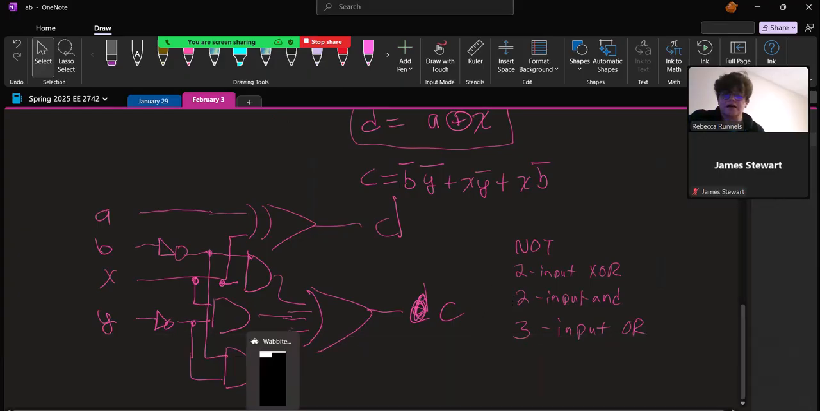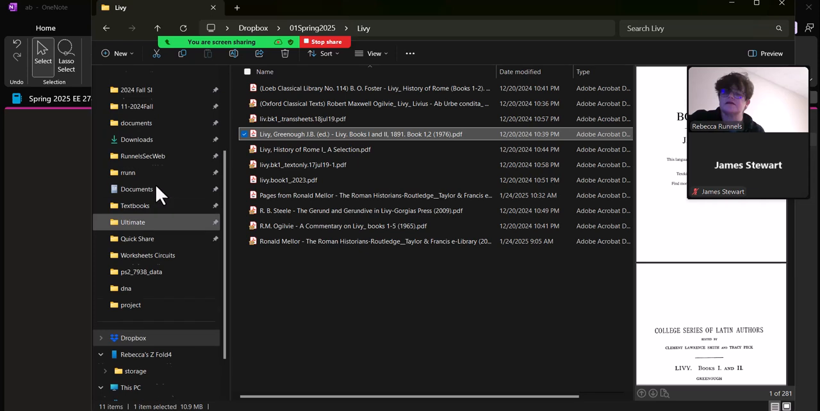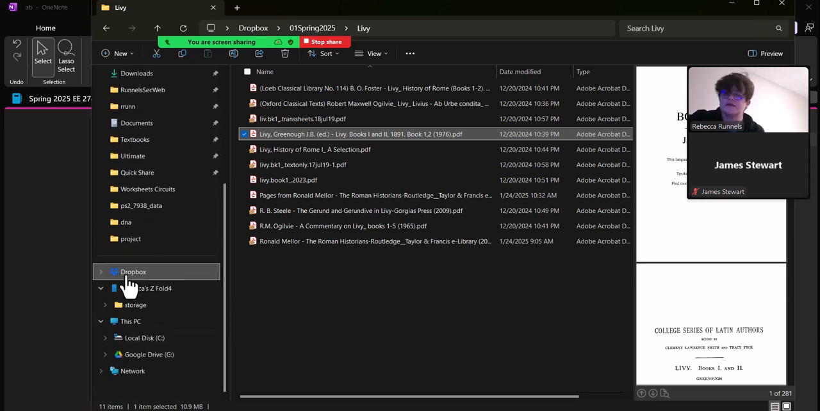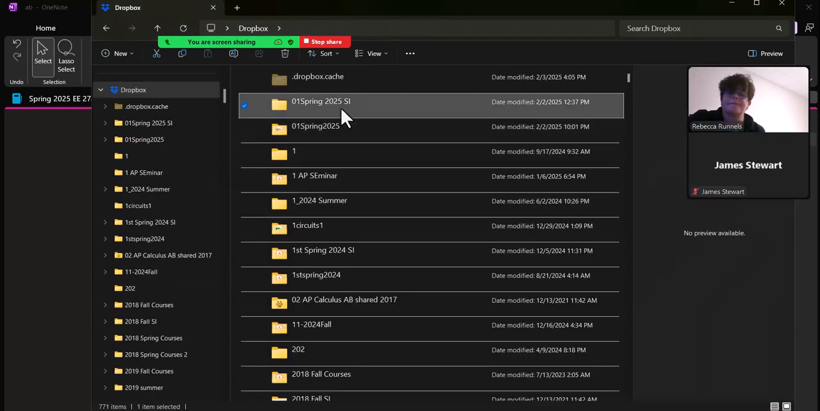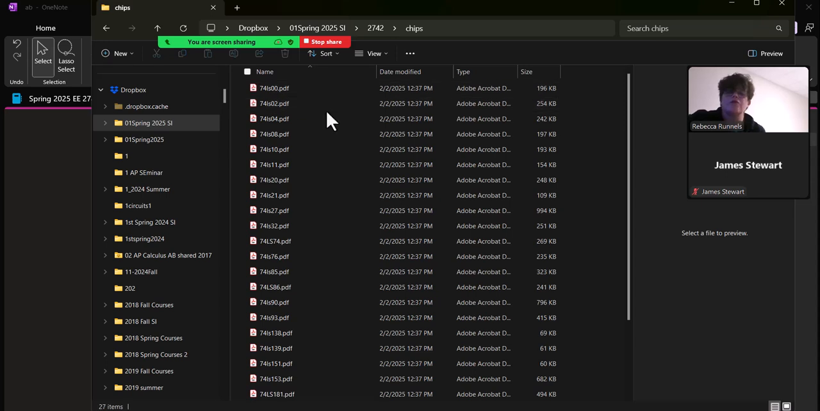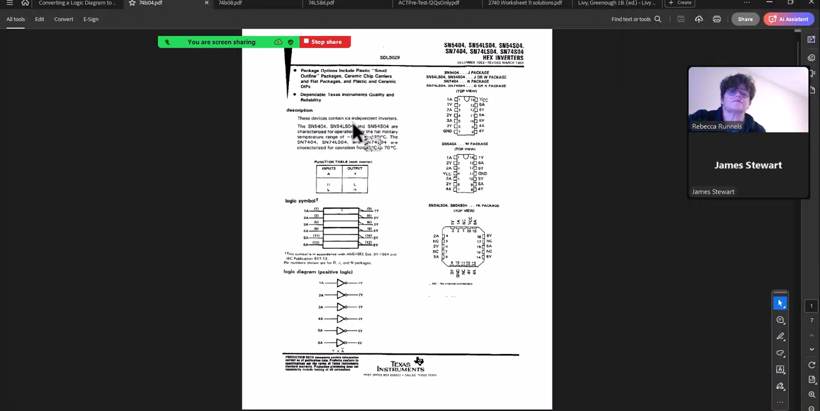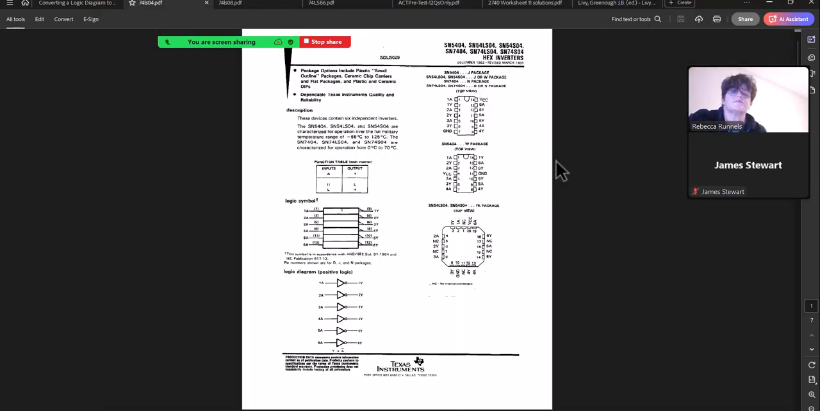Okay, so now if I go to the data sheets, what was the OR gate, for instance? 74X32. Okay. I think I missed this.